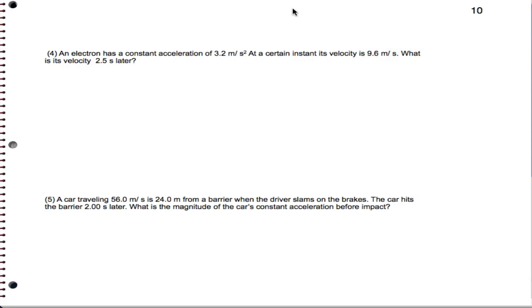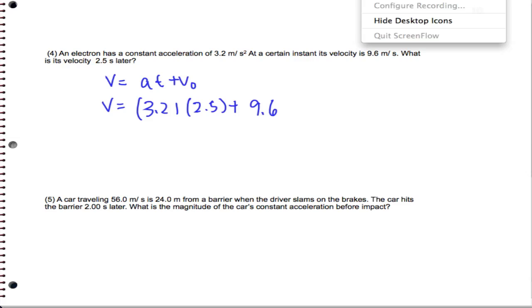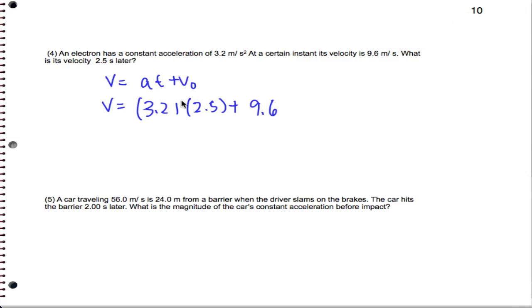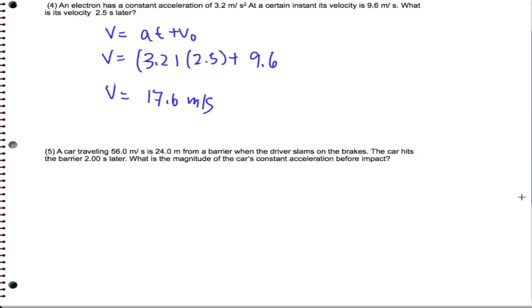So let's go ahead. An electron has an acceleration of 3.2 meters per second squared at a certain instant, and its velocity is 9.6. What is its velocity 2.5 seconds later? So that's v equals at plus v naught. So that's going to be v equals 3.2 times 2.5 plus v naught, which is 9.6. So we go ahead and do that calculation, and that works out to 17.6 meters per second.